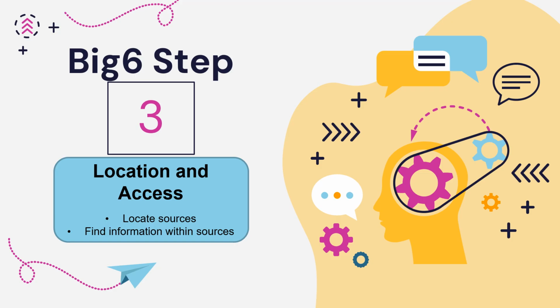In step 3, location and access, you will need to actually locate your sources. You may be able to find resources online in the databases that the school has access to, in our school library, or in the public library. Once you have found the sources, you can read them and begin to find information you are needing for your research.